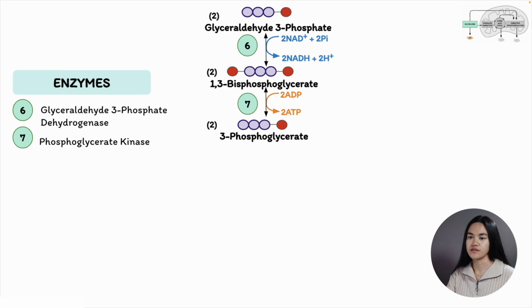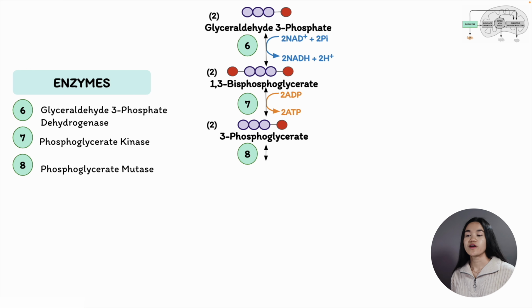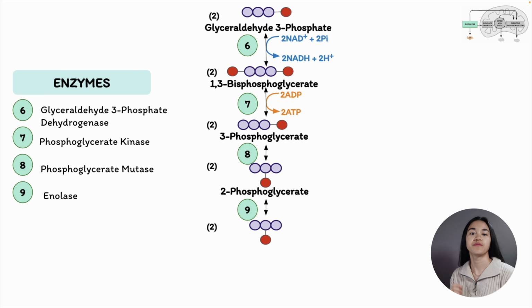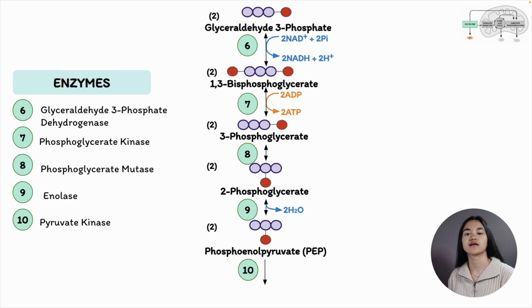Then 3-phosphoglycerate is converted to 2-phosphoglycerate, where the phosphate group is transferred from carbon 3 to carbon 2 by the enzyme phosphoglycerate mutase. Okay, 2-phosphoglycerate then becomes phosphoenolpyruvate, PEP for short, in a dehydration reaction. We're going to be removing a water molecule, and the enzyme catalyzing this step is enolase.